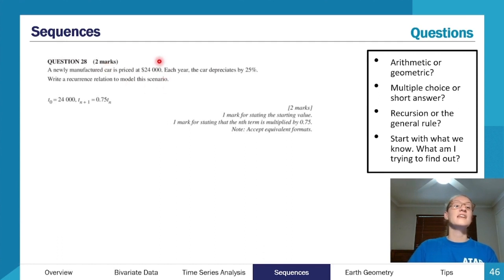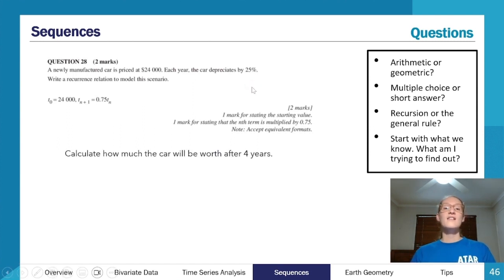But here we're told the initial brand new value is $24,000. After 1 year, when we're looking at T1, it's already depreciated by 25%. So it wouldn't be accurate to say that T1 is $24,000, because a year hasn't passed yet if it's still worth $24,000. Now let's calculate how much the car will be worth after 4 years to illustrate that. So we've got our formula Tn+1 equals 0.75 times Tn.